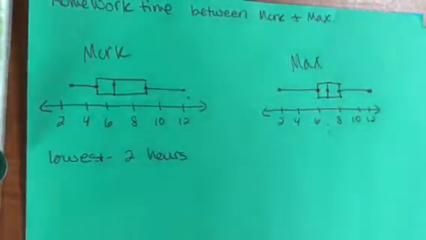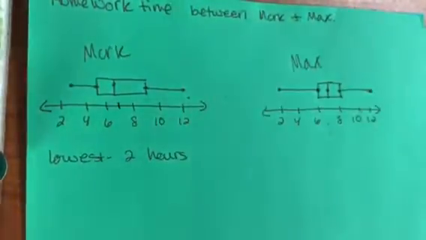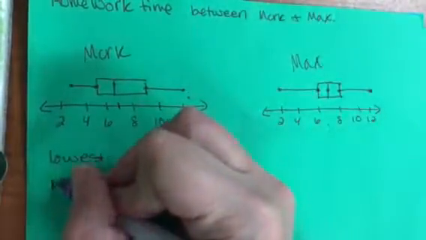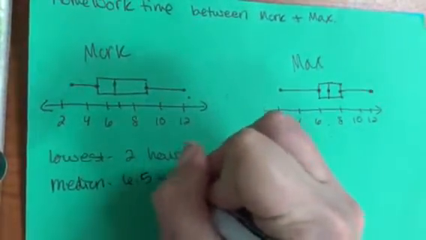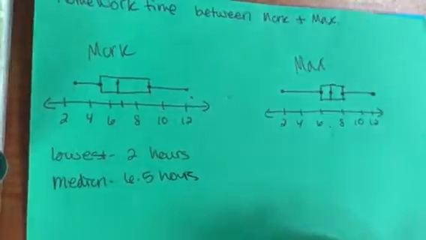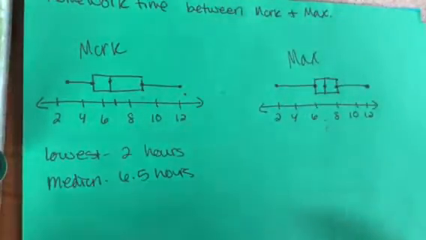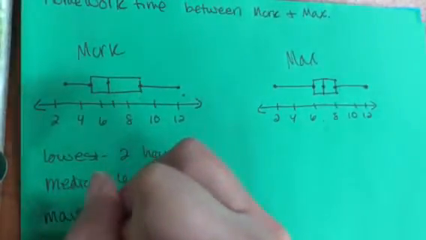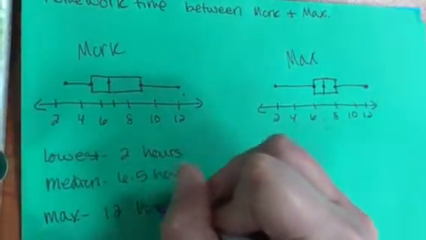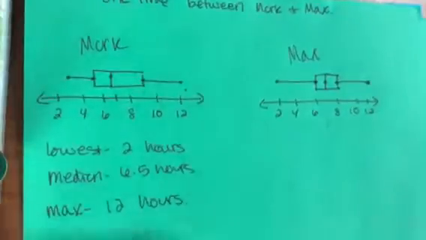What's his median amount of time that he does his homework? About 7? Probably 6.5, because 7 would be about right there. So I'd say the median is probably 6.5 hours. And how about his maximum? 12 hours. That is a lot of time on homework.